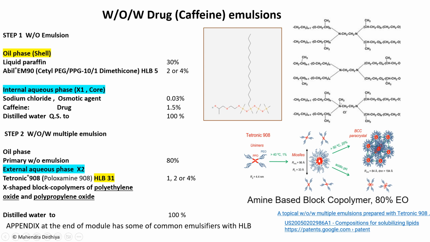The second emulsifier used in the water, oil, and water system is poloxamine 908. That has a very high HLB of 31, and these are amine block copolymers. They have a very high HLB of 31, i.e., they favor formation of oil in water emulsion.